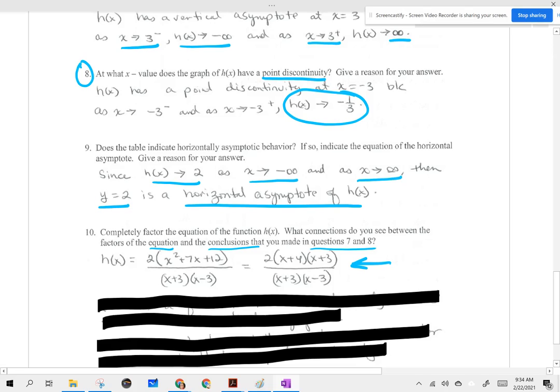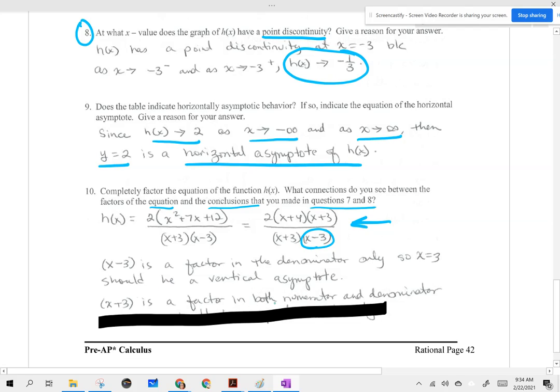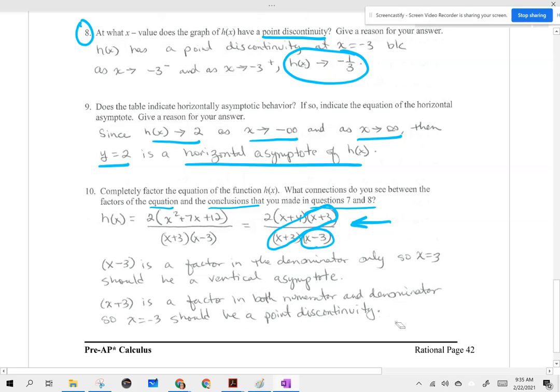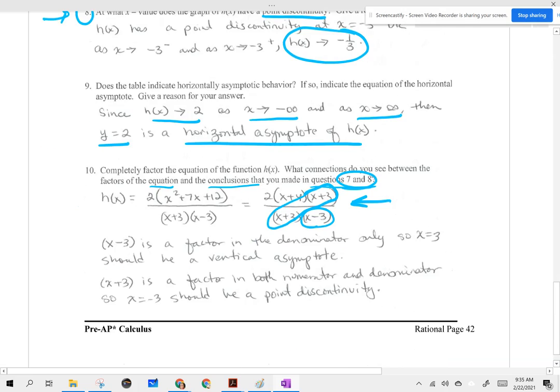And now it says, what connections do you see? Let's take a look. So x minus 3 is a factor in the denominator only. So x equals 3 should be a vertical asymptote. Then we have x plus 3 is a factor in the numerator and the denominator. So that should be point discontinuity. And again, we were only making the connections from 7 and 8, which was a vertical asymptote and then point discontinuity.